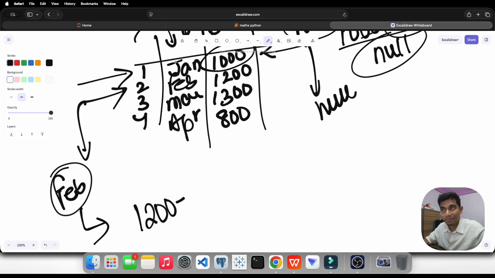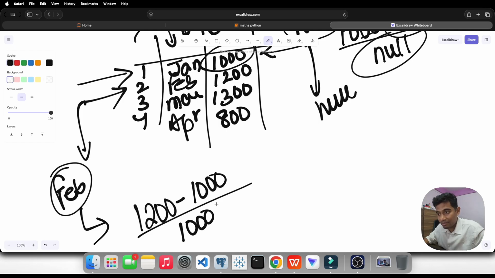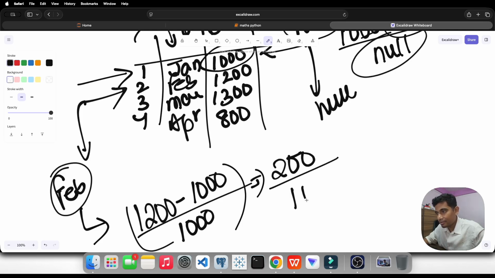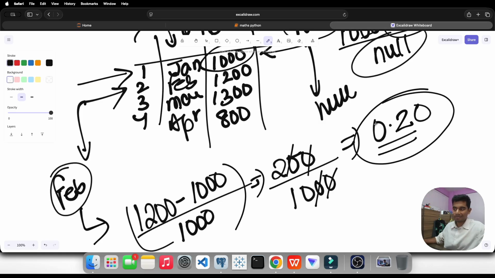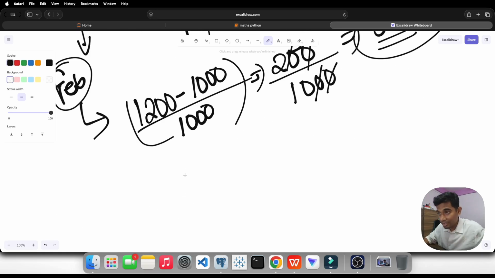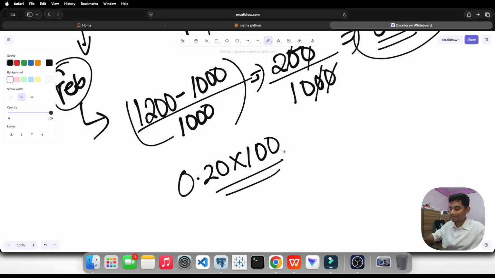Python will check and see that January is there. Current row minus previous row, or older value, divided by older value. It will give you 200 by 1000, so the answer will be 0.2. It will give you this kind of answer. And as I have told you, to find the percentage change, we need to do multiplication by 100. Let us go to the practical part right now.